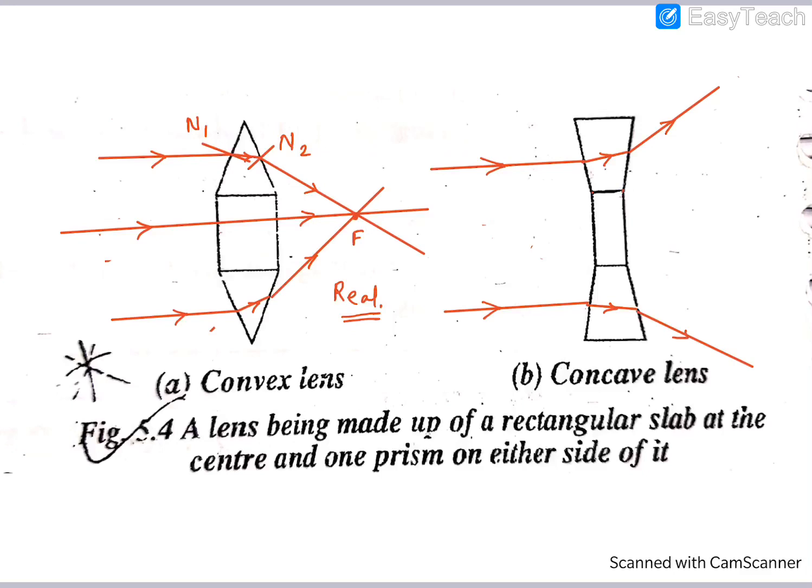But when you produce these rays backwards, what will you notice? That all these light rays basically meet at one point out here. And that point where they meet is called the focus. Obviously this focus is a virtual focus. Why? Because the light rays are just appearing to meet. They are not actually meeting at that point.